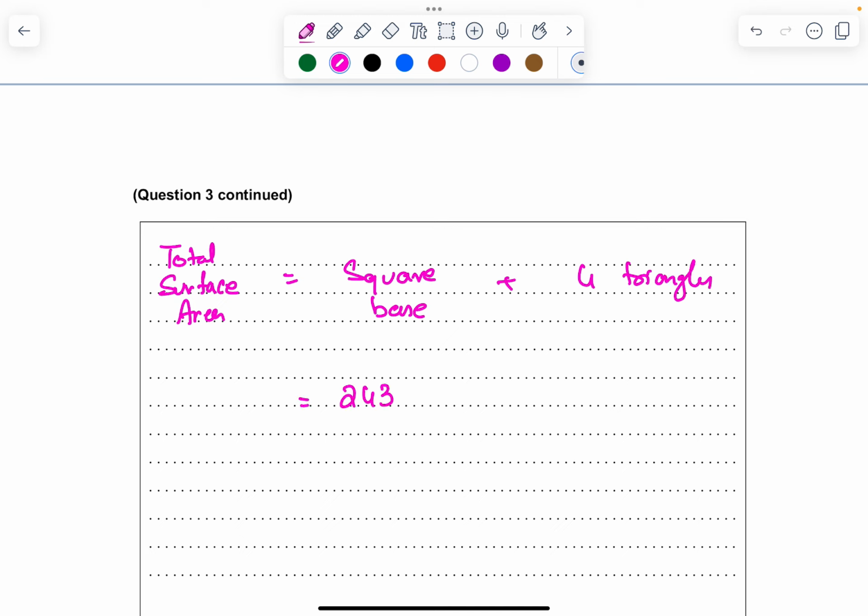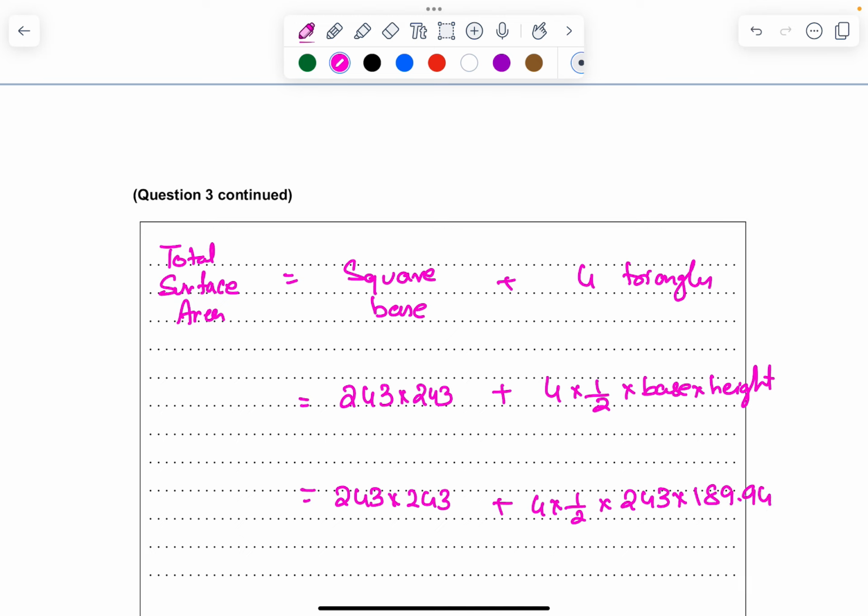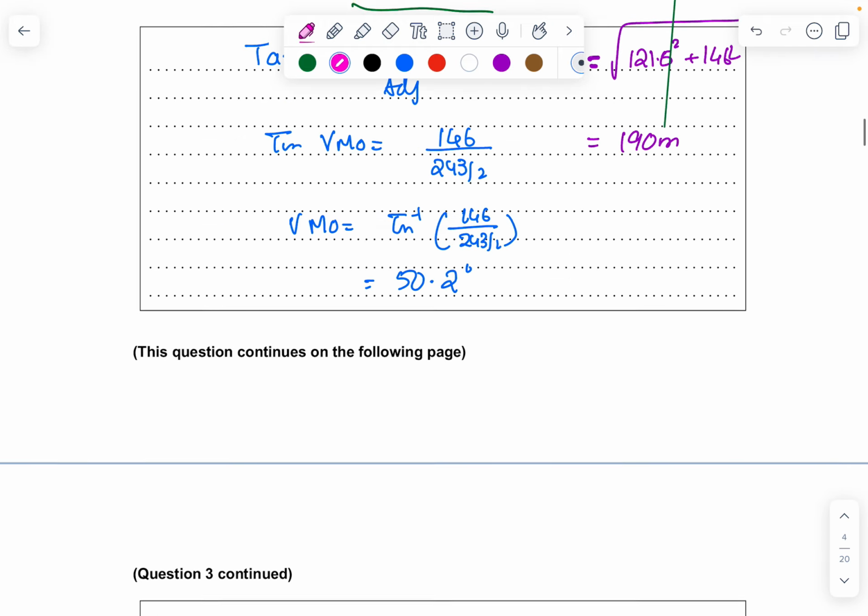The square base is 243 times 243 plus 4 triangles. The area of the 4 triangles will be half times base times height. So which is 243 times 243 plus 4 times half times base, which is 243, and the height is again 189.9427545. Always try to take the full calculator display. So that will give you the answer 151,000 centimeters squared. Don't forget to write the units.